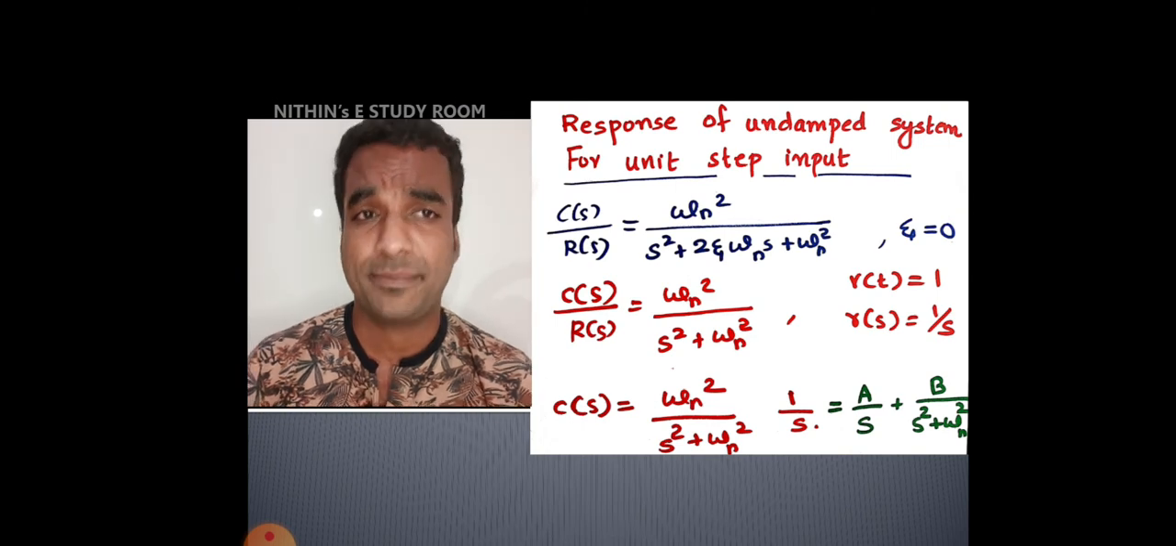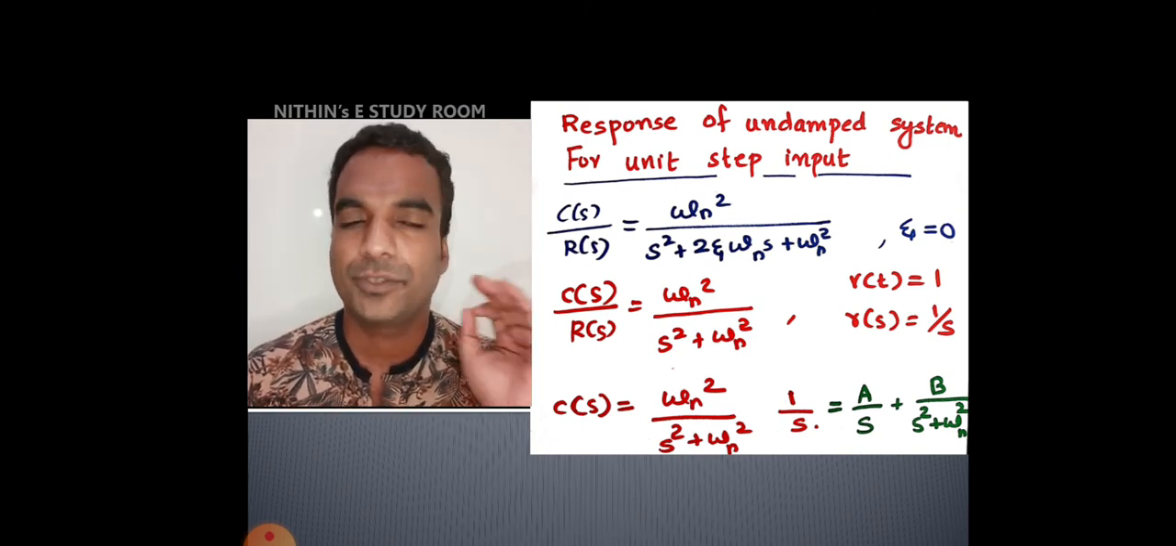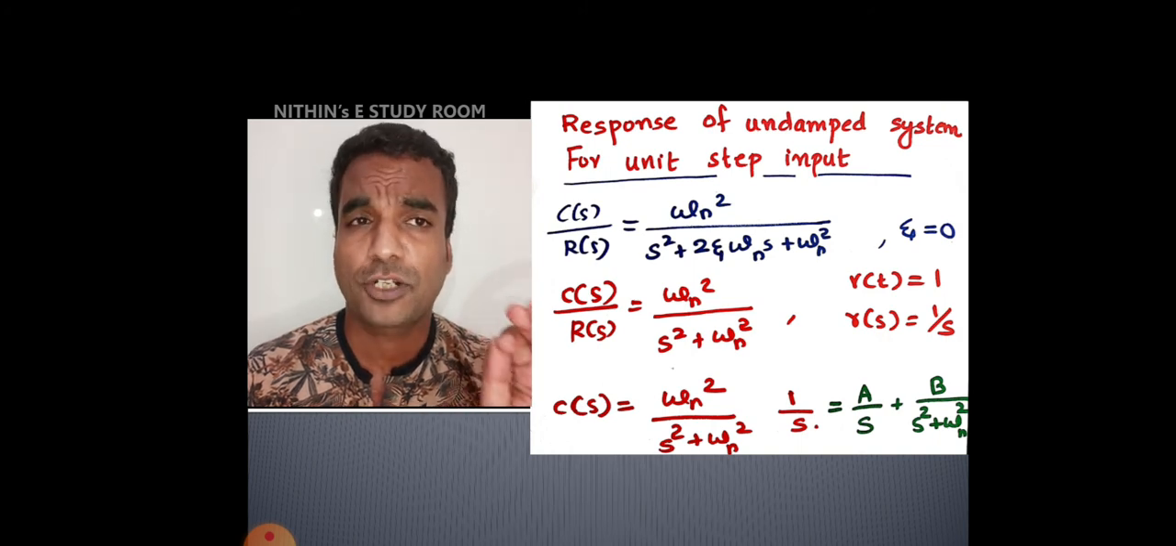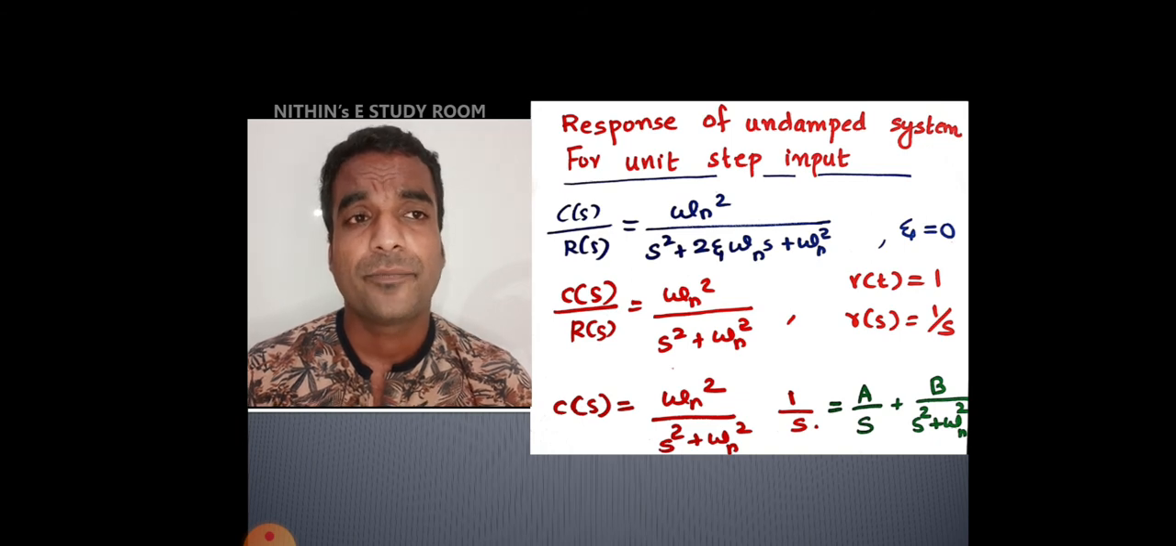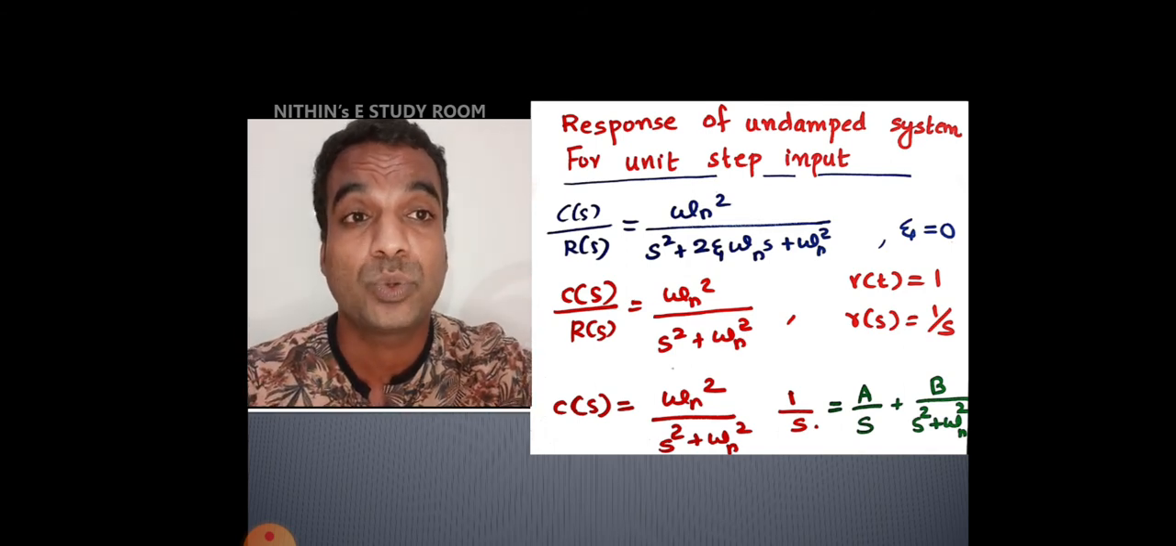Response of undamped system for unit step input. C of s by R of s is omega n square by s square plus 2 eta omega n s plus omega n square. And here, as it is an undamped system, substitute eta is equal to 0.